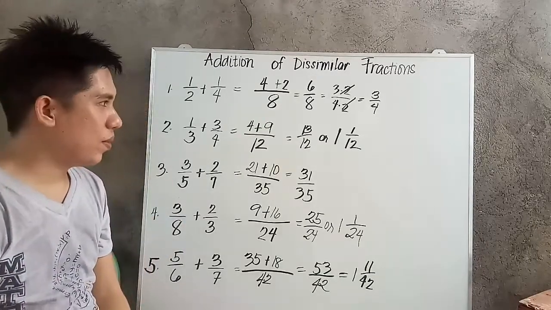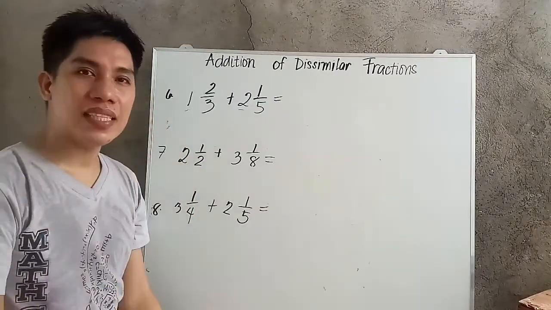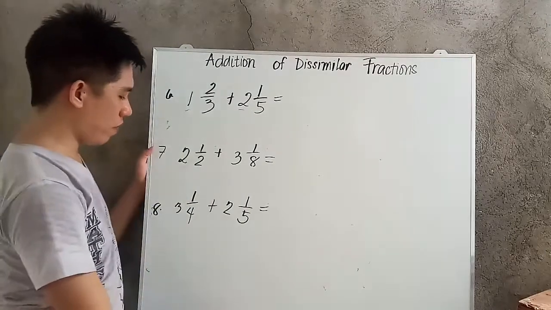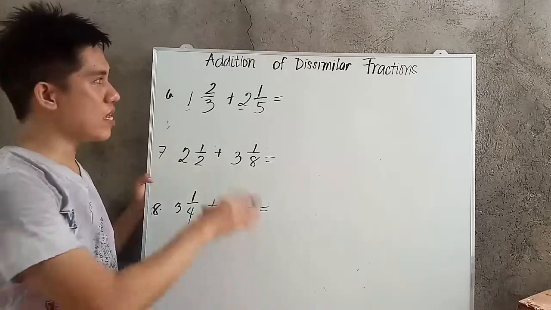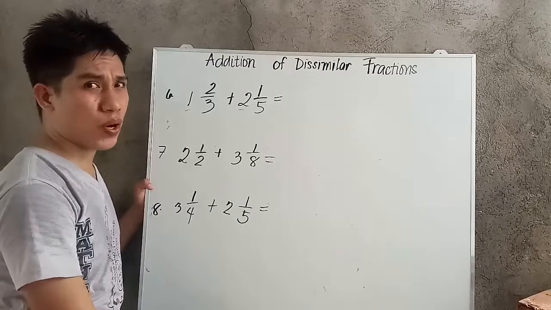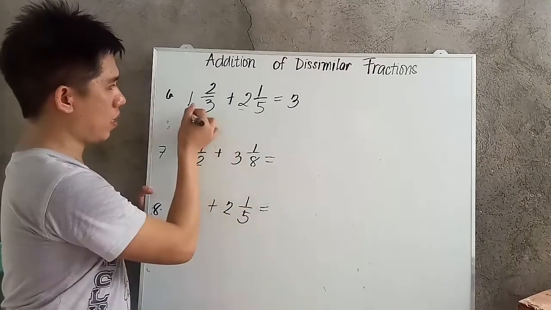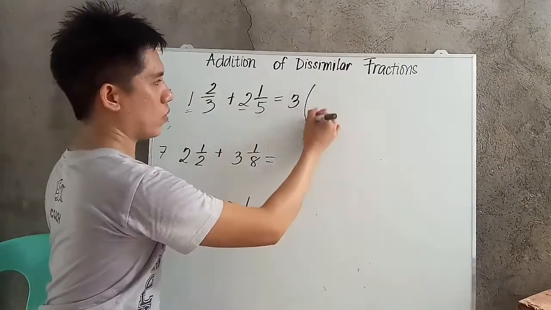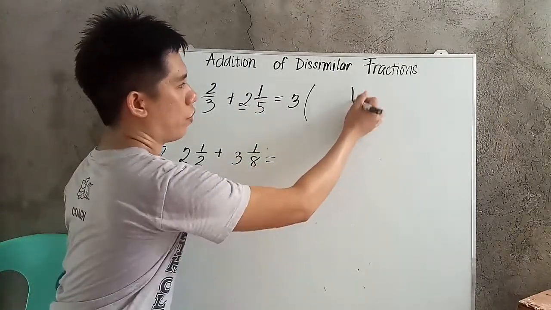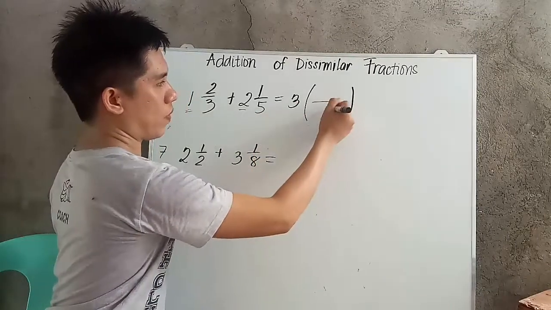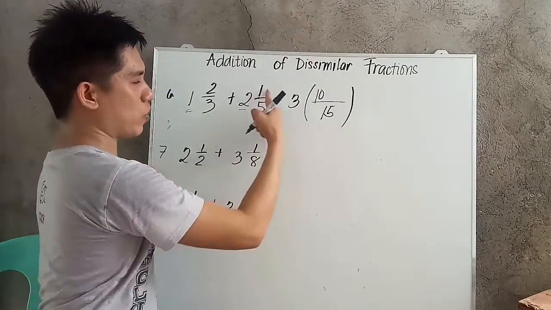I hope you have learned how to add dissimilar fractions. Now, additional examples. We have here 3 examples. This time there is a whole number involved, or we have mixed numbers. In this case, we first add the whole numbers: 1 plus 2 is equal to 3. Then we add the dissimilar fractions, 2/3 and 1/5. For the denominator, we multiply 3 times 5, 15. Then cross multiply 2 times 5 and 3 times 1.